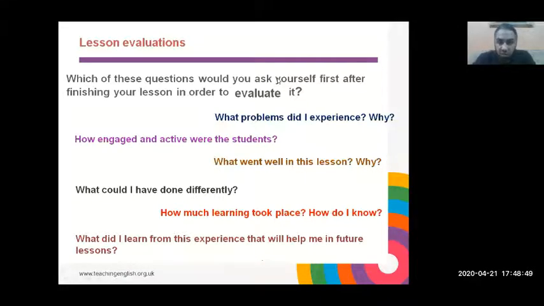So think of a lesson that you have taught your students and you wanted to evaluate the lesson. What is the first question that you are going to ask yourself if you want to evaluate your lesson? So there is no correct answer, by the way. They are all correct, but you have to decide which one you are going to ask yourself.